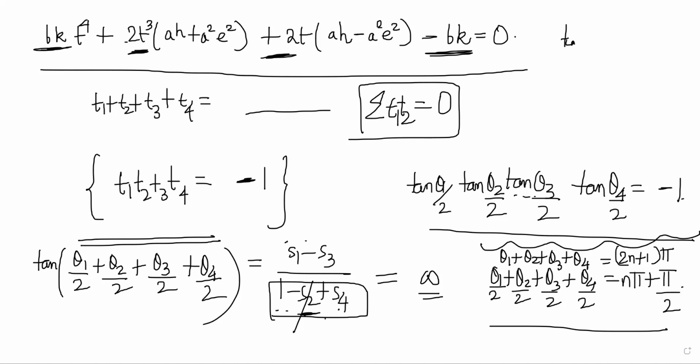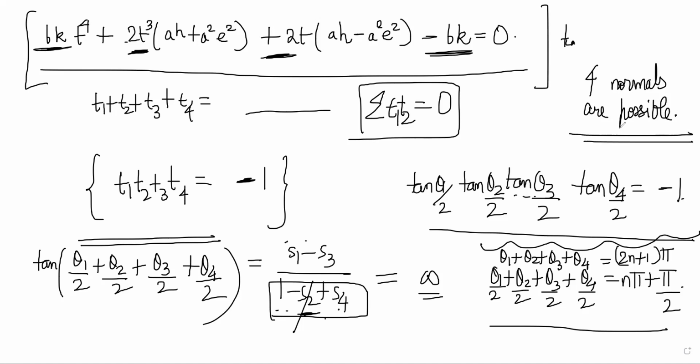Basically, what we get here is that, first of all, there are four normals possible from any point. Four normals are possible because there are four roots to this quartic equation, right? And four normals are not random. They are such that wherever they meet the ellipse, the eccentric angles for those 4 points will add up to 2n plus 1 into pi, an odd multiple of pi. Those four eccentric angles.